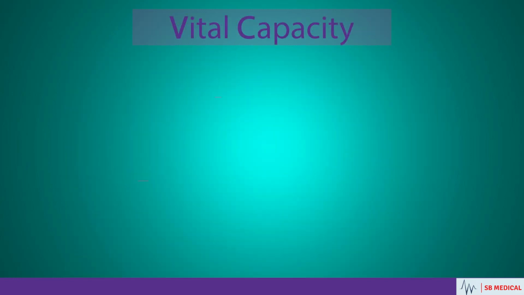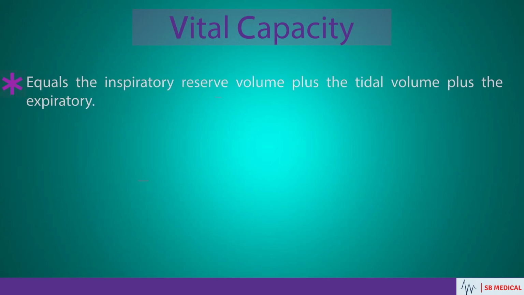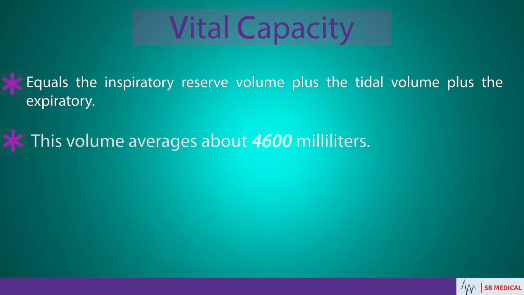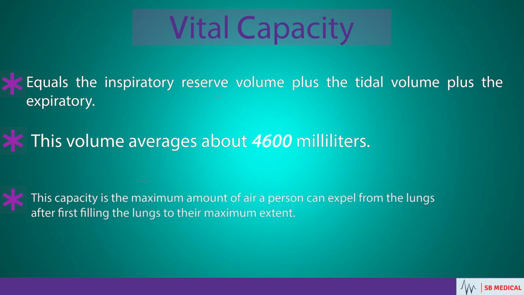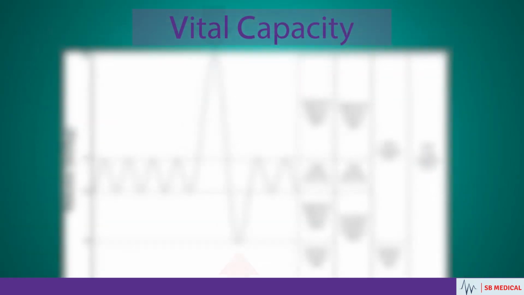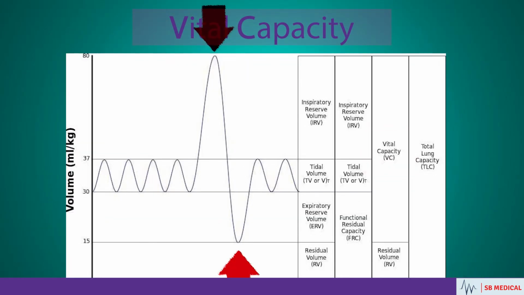Vital capacity. Vital capacity equals the inspiratory reserve volume plus the tidal volume plus the expiratory reserve volume. This capacity is the maximum amount of air a person can expel from the lungs after first filling the lungs to their maximum extent and then expiring to the maximum extent, about 4,600 milliliters. Just like other capacities, vital capacity is shown here.